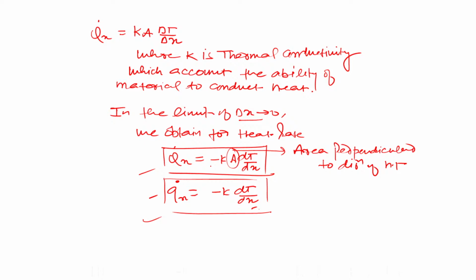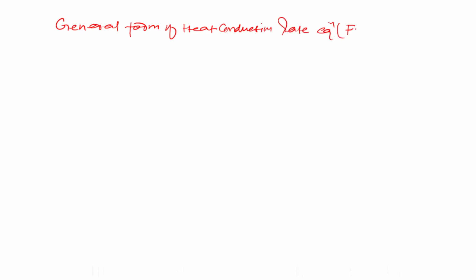And we can write a more general statement of the conduction equation called Fourier's law as follows. So this is specific for one dimensional. Now the more general form of the heat conduction equation is here. The general form of Fourier's law, the heat conduction rate equation called Fourier's law, is as follows. That is what?